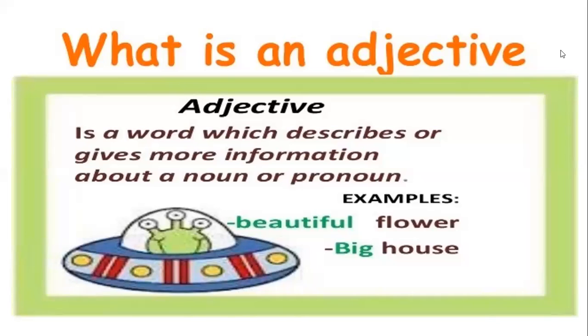Okay, thank you. Excellent. We are going to start by remembering what an adjective is. An adjective is a word which describes or gives more information about a noun or pronoun. Remember that a noun is everything that names a thing, an animal or a person. You can even have proper nouns. For example, my name is a proper noun. Your name is a proper noun. And the pronouns that you already know: I, you, he, she, it, you, we, and they.